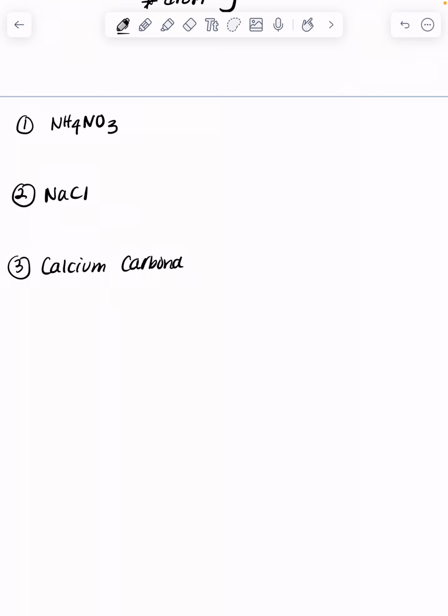All right, calcium carbonate. And 4, we'll do sodium sulfate. So these are all really good examples of polyatomic ions. So let's start at the top.